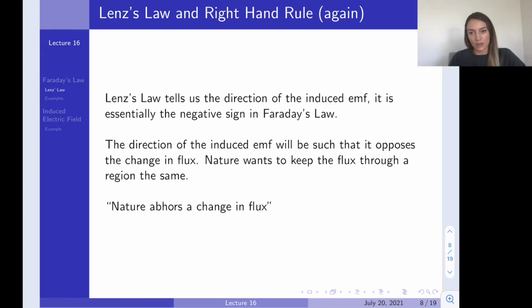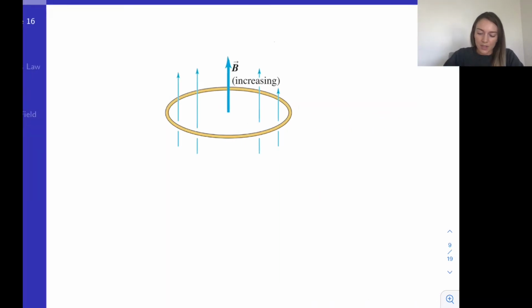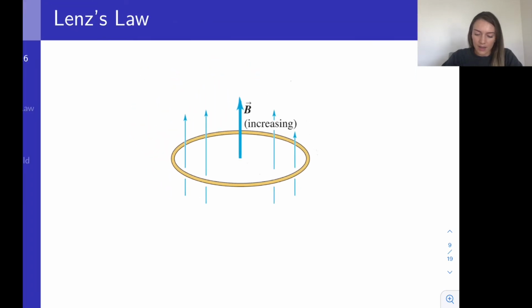So again, we're going to do a bunch of examples with this. But basically, nature wants to keep the flux through some area the same. So however nature has to induce an EMF in order to oppose that change in flux, that will be the direction of the induced EMF. So let's see what this means. Here I just have a wire loop, placed in some external uniform magnetic field. So I just have some magnetic field going through my wire loop.